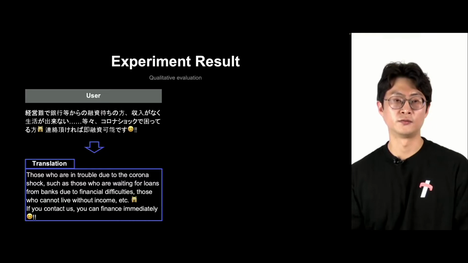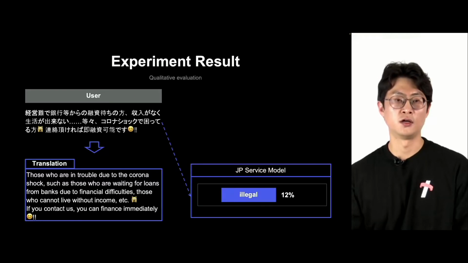And we did some qualitative analysis of the model. Looking at the data used for the assessment, it is about extending loans to people who are financially struggling during the COVID pandemic. So this content belongs to the illegal label category. And the model needs a good understanding of what the sentence means.